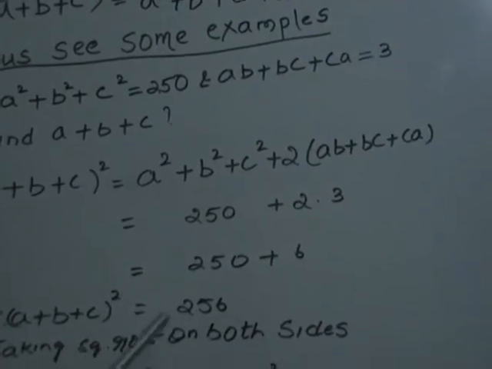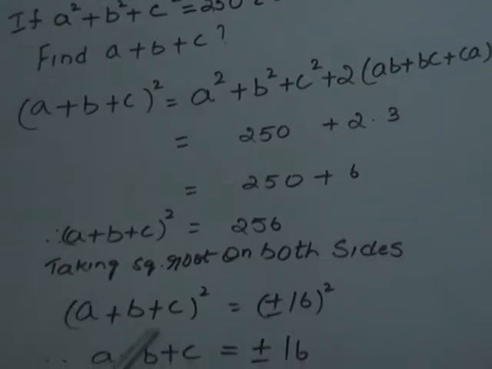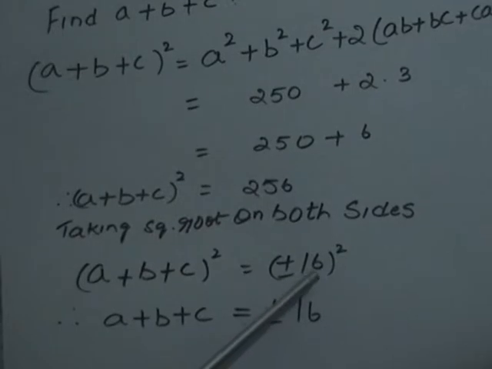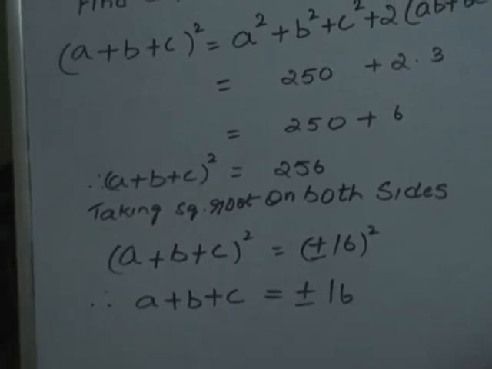Substituting that, you get 250 + 6. Therefore, (a + b + c) whole square is 256. Taking square root on both sides, a + b + c is plus or minus 16.